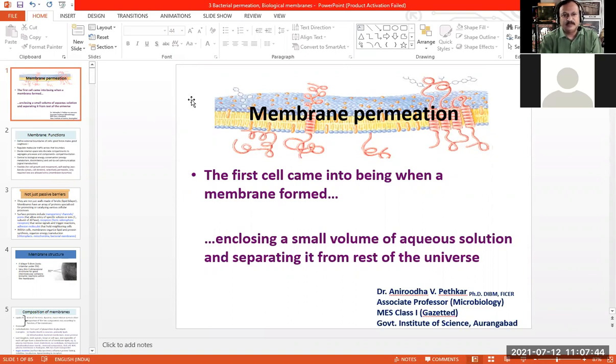Today we start with another unit, the last unit of your syllabus, paper number 7. The name of this unit is membrane permeation. Essentially what we are going to learn here is the structure and the function of the biological membrane, especially with respect to the transport of different molecules, especially the nutrient molecules.